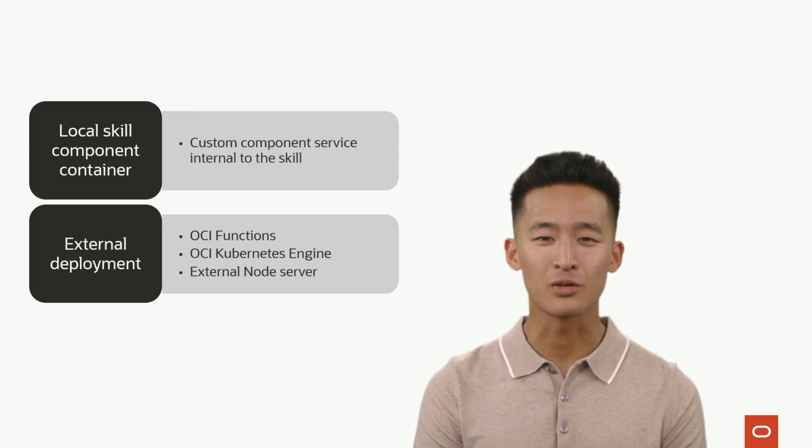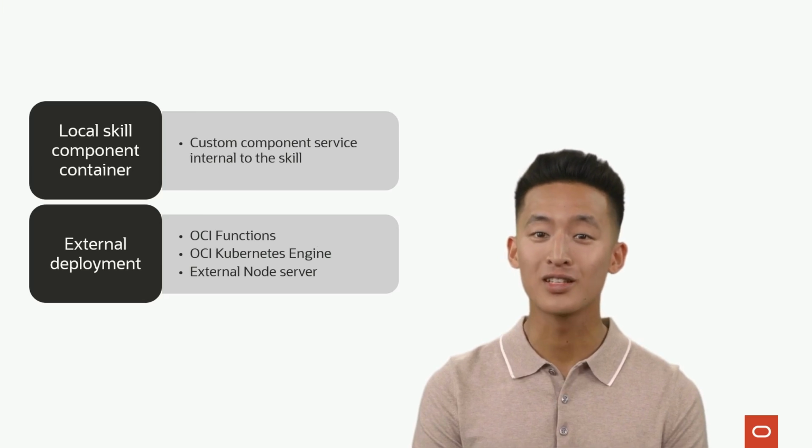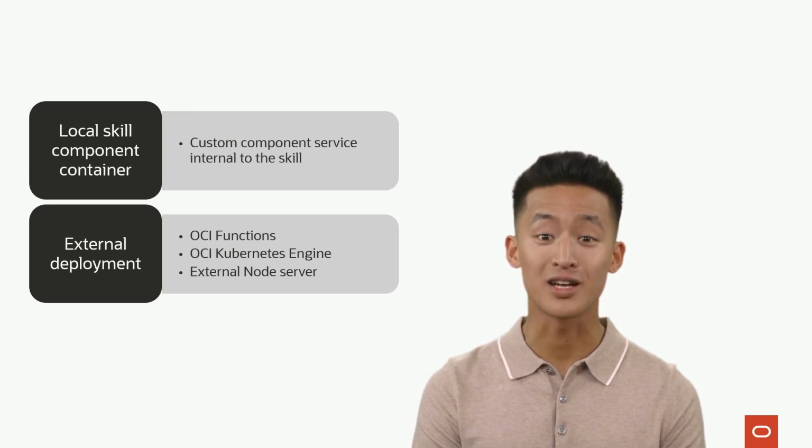In addition to the local deployment option, there are external deployment alternatives that offer more flexibility and scalability. For instance, Oracle's external functions allow for the deployment of custom components as serverless functions within OCI. Similarly, the Oracle Kubernetes engine in OCI provides a platform for containerizing and deploying custom components. Alternatively, external node servers offer the flexibility to deploy custom components on any external server, depending on the specific requirements of the skill.